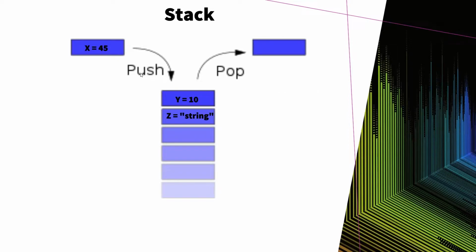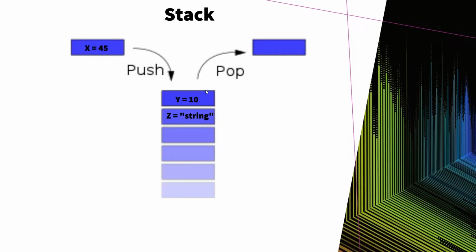You might see these two commands called push and pop. The push, when you see x equals 45, is going to push it on top of the stack. The stack is like some sort of memory which you can access, and if you use the push command, then it's going to be on top of the stack. So this will come on top of this y equals 10.